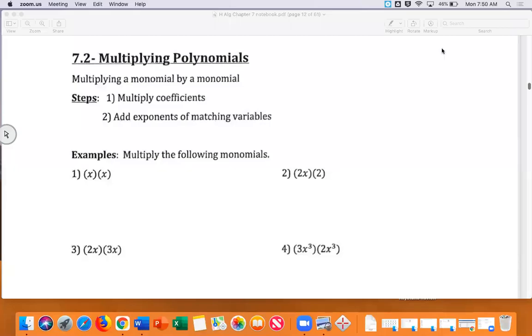All right, 7-2, multiplying polynomials. All right, Harshan, I know you've been out a little while, so I'll give you a recap. Polynomial is just a fancy word for an expression with many terms, okay? A polynomial has a bunch of terms which are separated by pluses and minuses, all right?